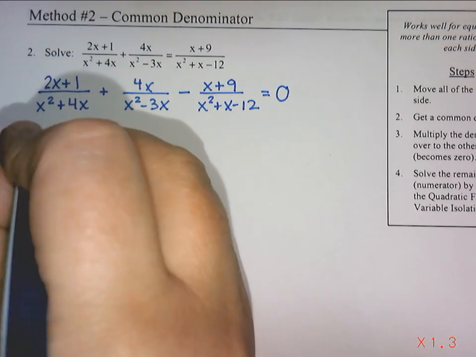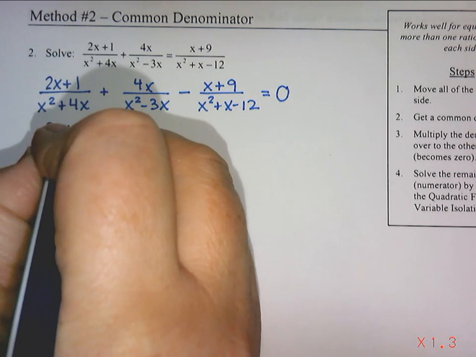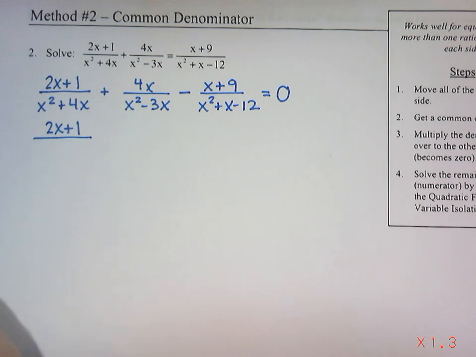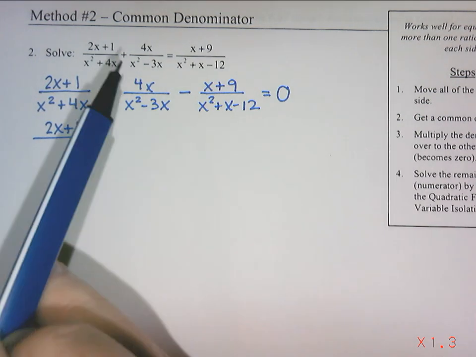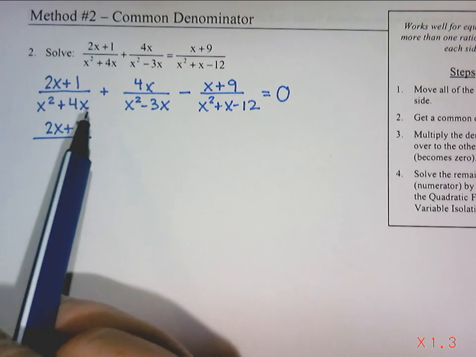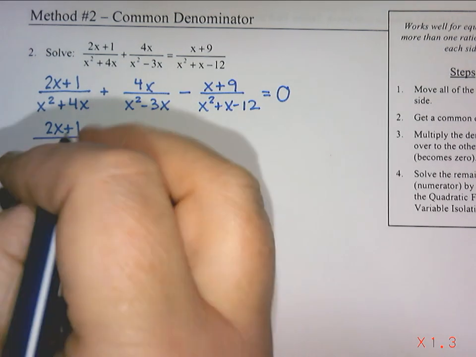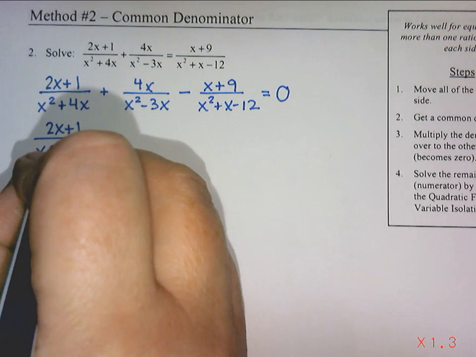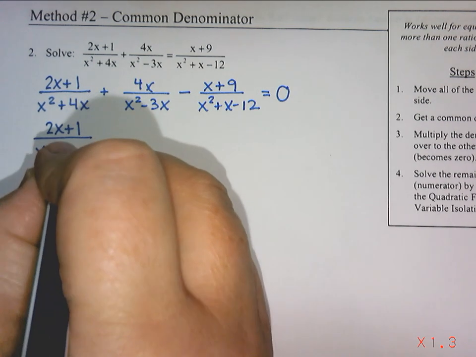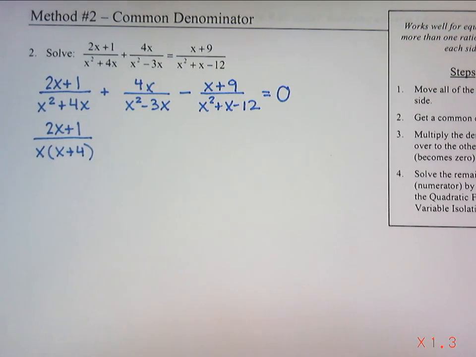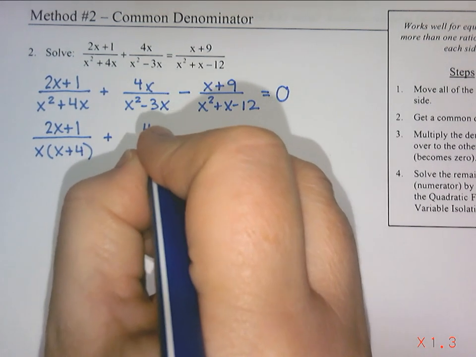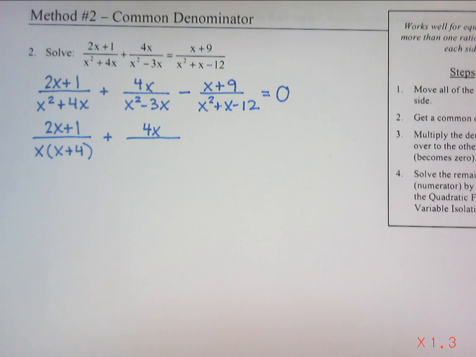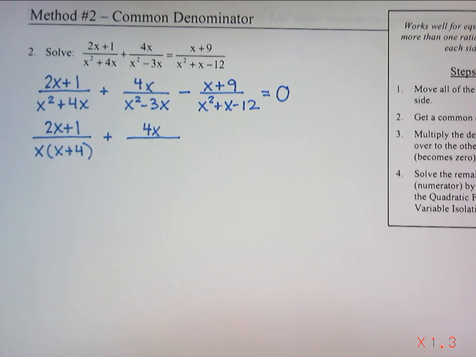So I have 2x + 1 over, and then this has two terms. I could factor it off to the side, but I do notice that they have a common factor of x. So I'm just going to factor out an x, and I'm left with x + 4. Right, plus, the numerator is going to stay the same. It's 4x.